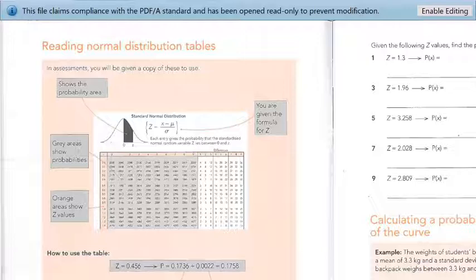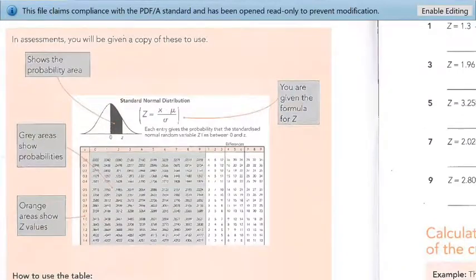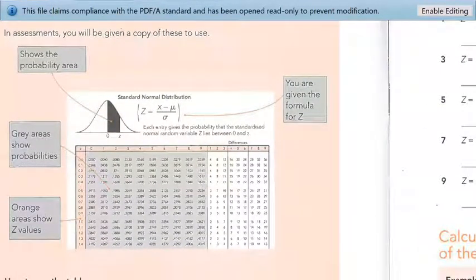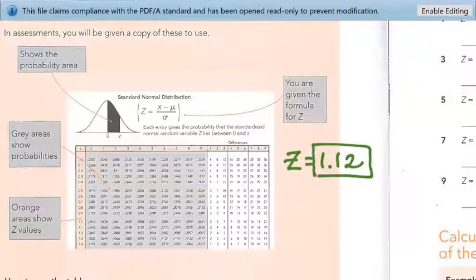Looking at this table, this is an example of a standard normal distribution table. You're given the formula for z, you find a z-score, and you use that z-score to find the probability or the area of the curve. So for example, let's just get a z-score. Z equals, what do you want it to be? 1.12? We usually take them to 3 decimal places. So that means I have 3 digits for my z-score. Do you see it?